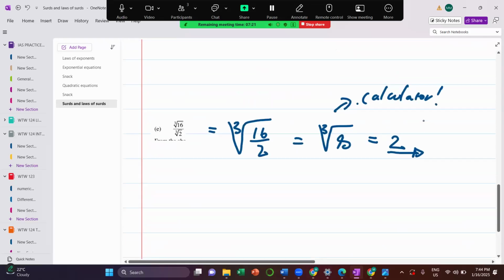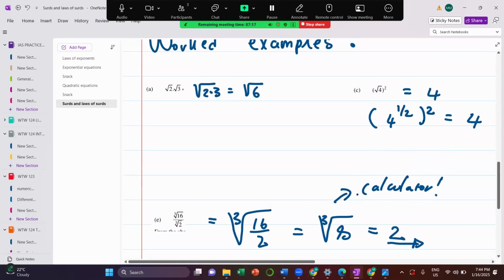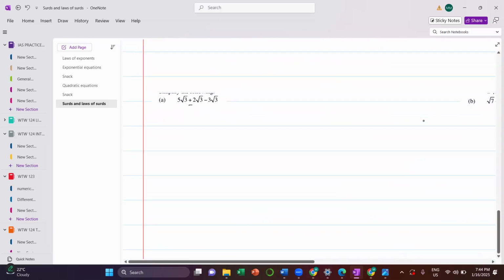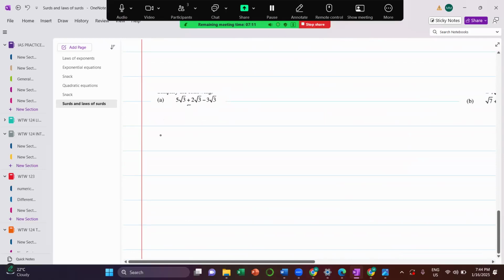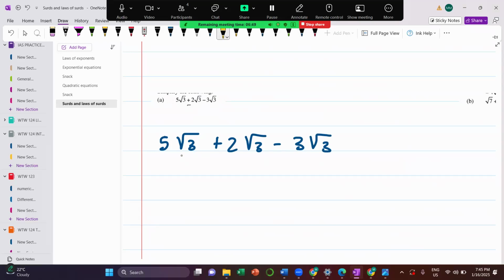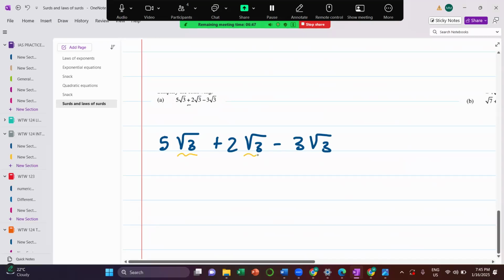Okay. So now I think we are done with the first two laws. Let's go to the third law, which is adding or subtracting. Look now, the problem gave me 5 square root of 3 plus 2 square root of 3 minus 3 square root of 3. So what should I first check? Before I can add or subtract, are all the nth roots of the same number? Let me check. Here it's the square root of 3, the square root of 3, the square root of 3. So this means what?